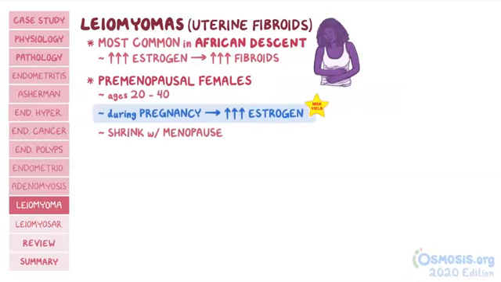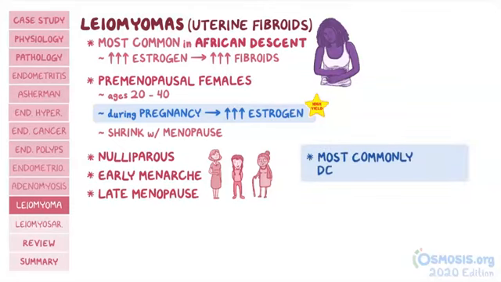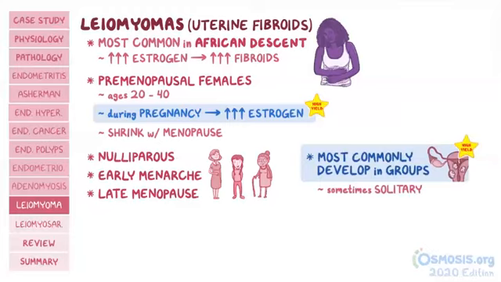Another risk factor for developing a fibroid is being nulliparous, early menarche, and late menopause, just like the risk factors for endometrial hyperplasia. Now, a high-yield fact is that fibroids most commonly develop in groups, although they can sometimes be solitary.